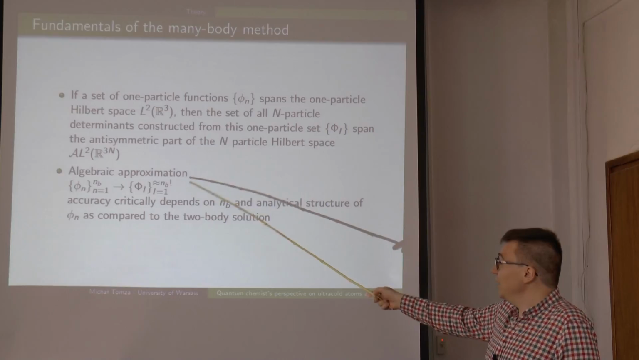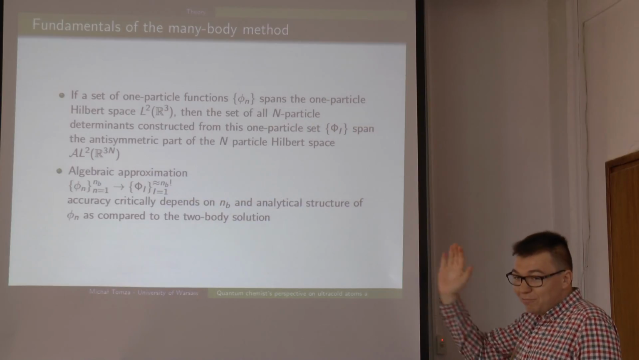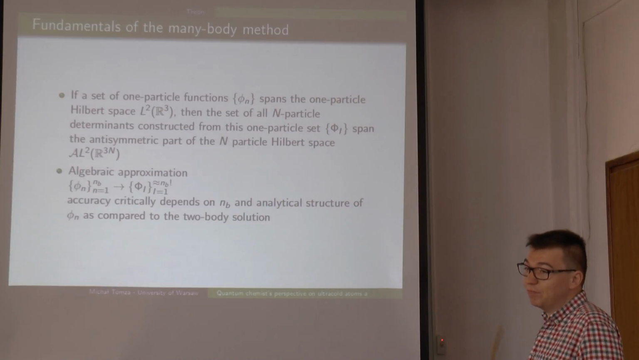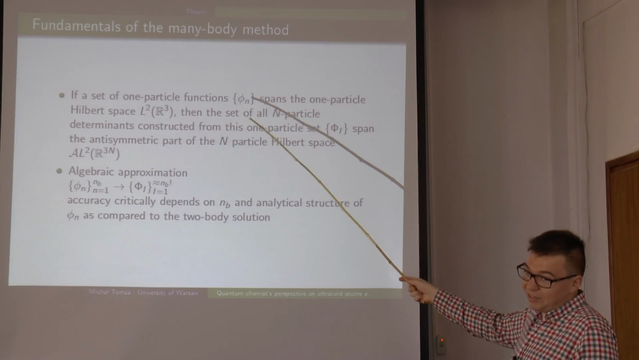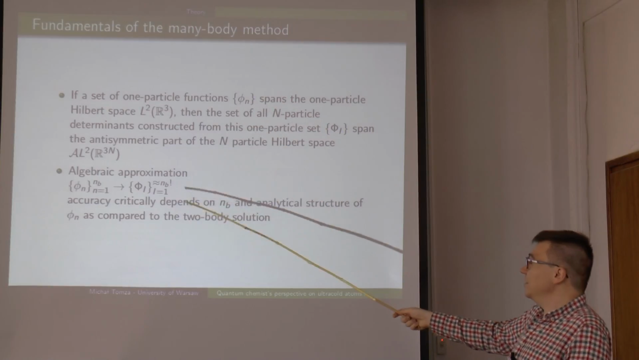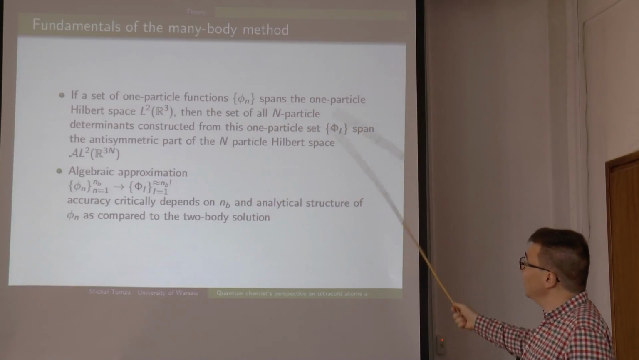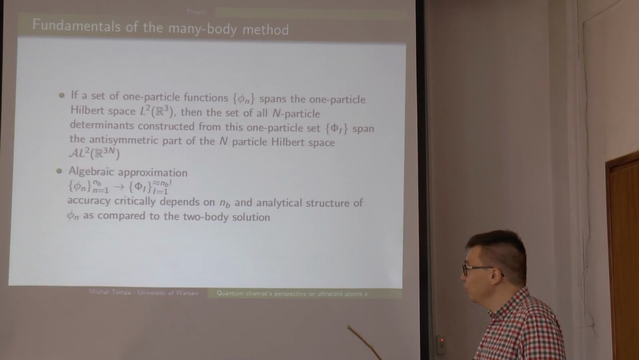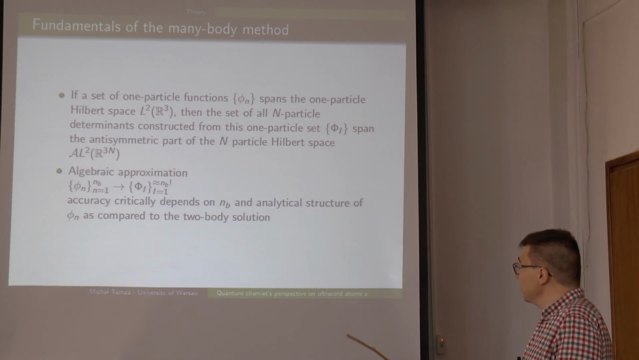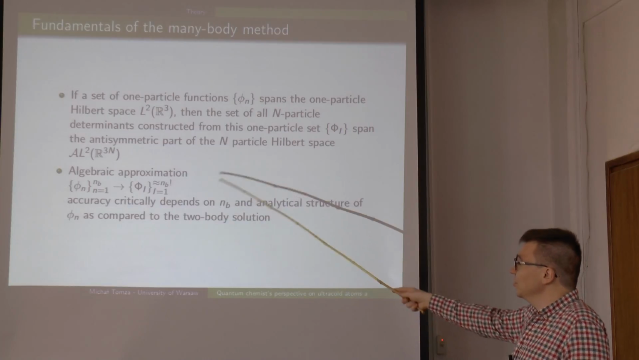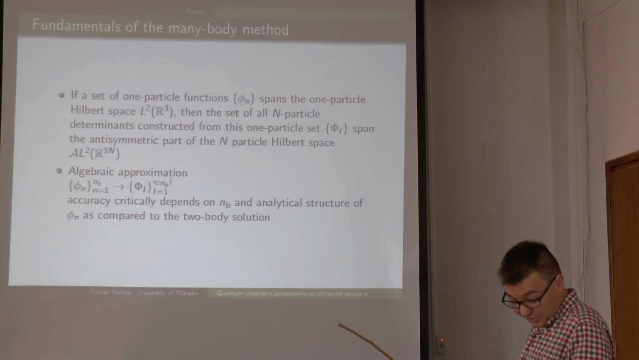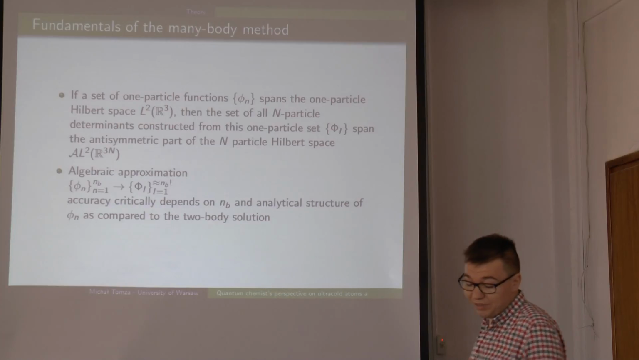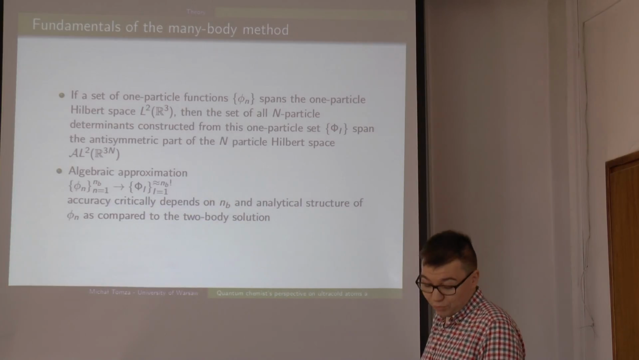Once we apply this, it is called the algebraic approximation, where we cut the basis set of one-particle functions, because we cannot have a complete set of one-particle functions. This can be one source of error, and the second is that we also have to truncate the basis of n-particle determinants, which is the other source of errors. The results will depend strongly on this cutoff of the number of one-particle functions and on their analytical structure, because if we choose it properly, the results can converge faster with the number of basis functions used.